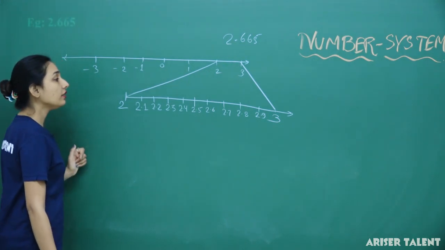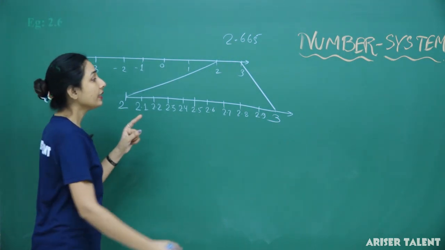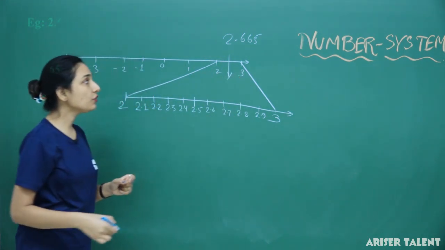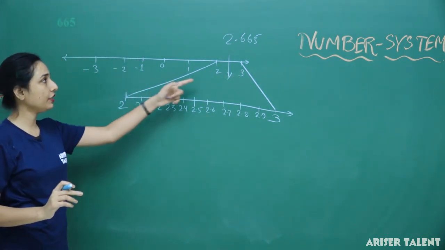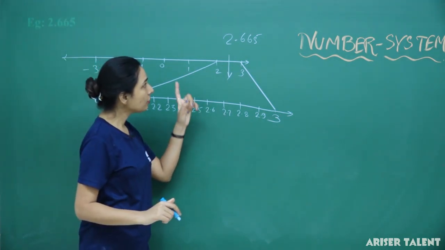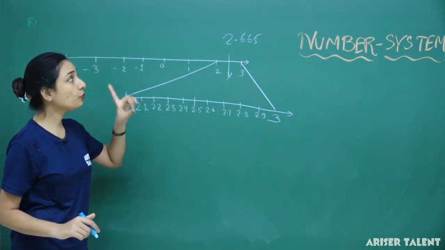Okay. Now the number comes in. The number was somewhere between 2 and 3. I don't know where, but it was something like here. Now if I come to 2.6, 2.6 it is.